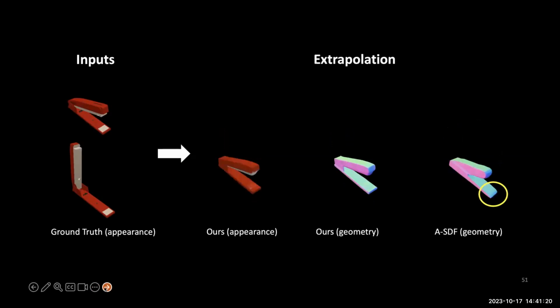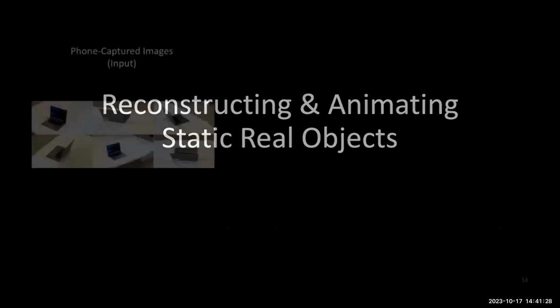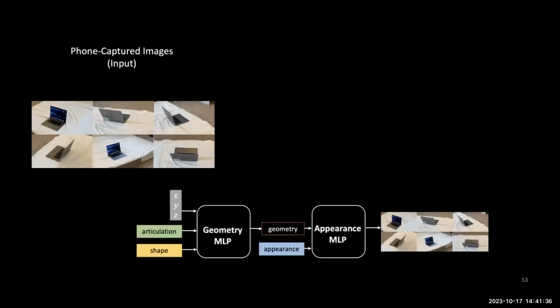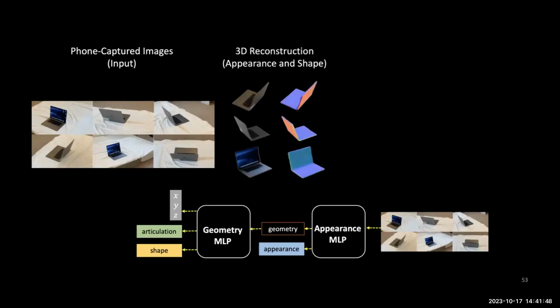So lastly is reconstruction, animating static real objects, as we've already seen in the first slide of this project. I've taken multiple images of my laptop, and then using my pre-trained framework, we can use those images to do backpropagation to update the three latent codes. After this backpropagation, we are already able to reconstruct the appearance and shape of the static laptop. To make it animatable, we need to use some more articulation codes.